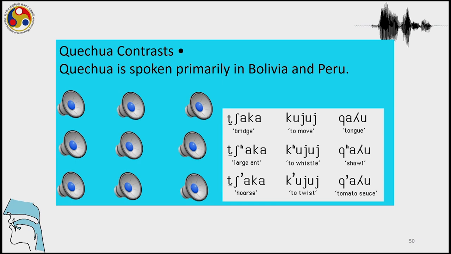So, Quechua is another language which has pharyngeal sounds.